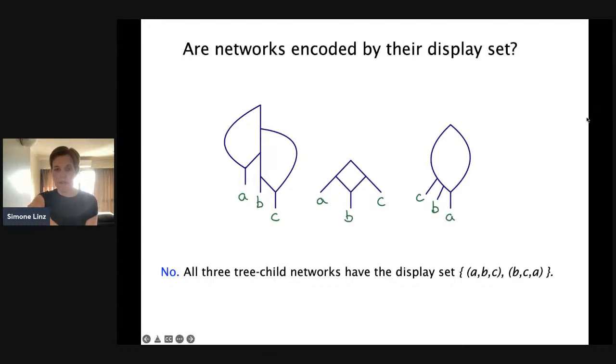So here we have 3 tree chart networks, and they have the same display set. So all 3 display the 2 triplets ABC and BCA.